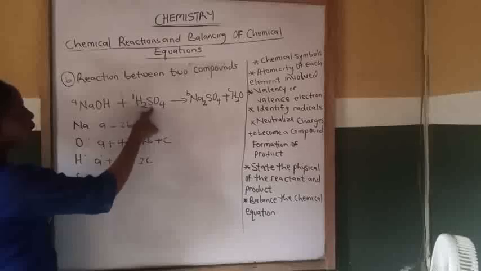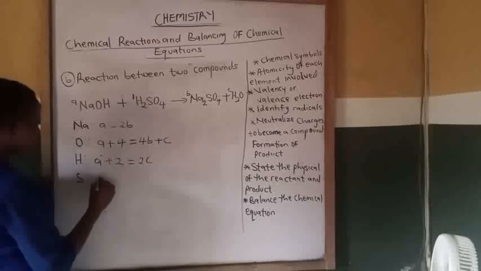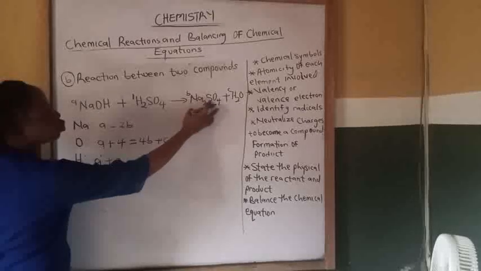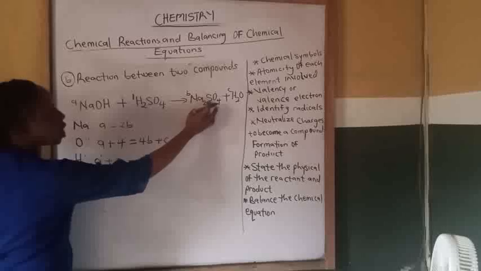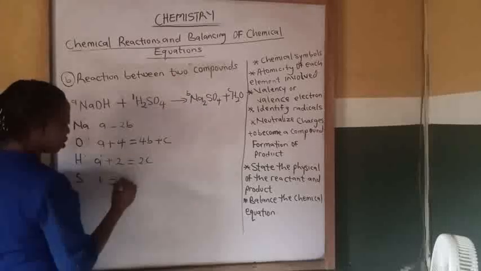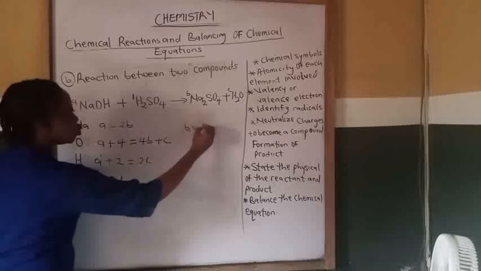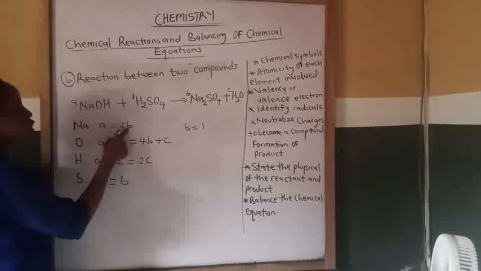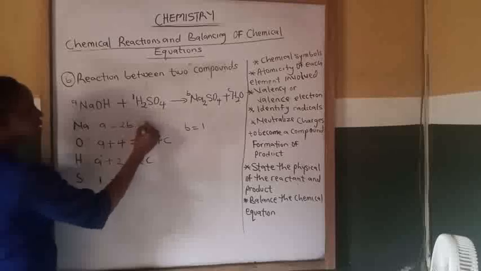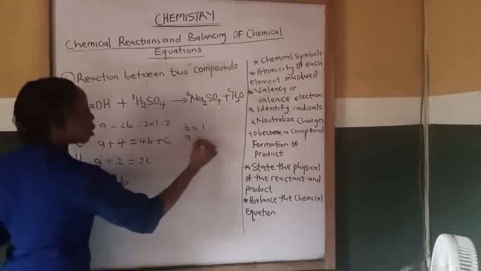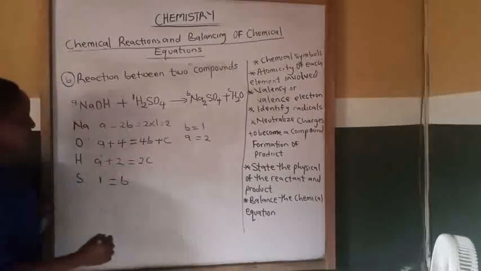Then the last one is sulfur. How many sulfur at this side? It is 1. So that is 1, equal to, so at this side, how many sulfur do we have? We have 1. 1 times B will give me B. So it shows that my B equal to 1. So if my B equal to 1, what will be my A? That is 2 times 1. So A equal to 2. So let's calculate C.